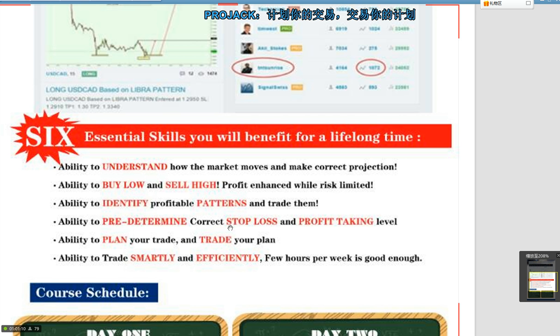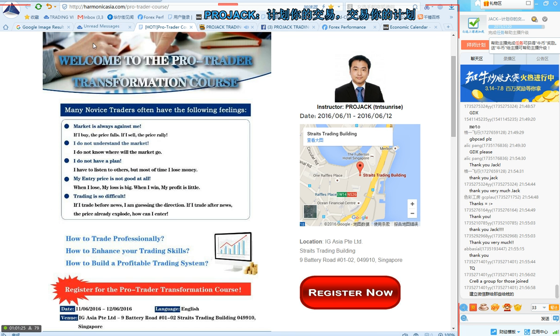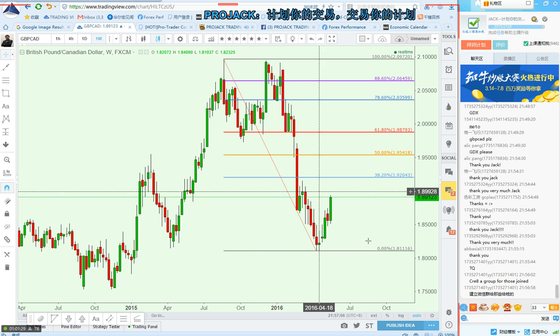I don't want to take profit early, so that I miss all the trade. Okay, and able to plan your trade and trade your plan, able to trade smartly and efficiently. No need to trade every day. Okay, 4 hours per week for study to plan a trade is good enough. Per month, you may just need maybe 2 or 3 profitable trades.